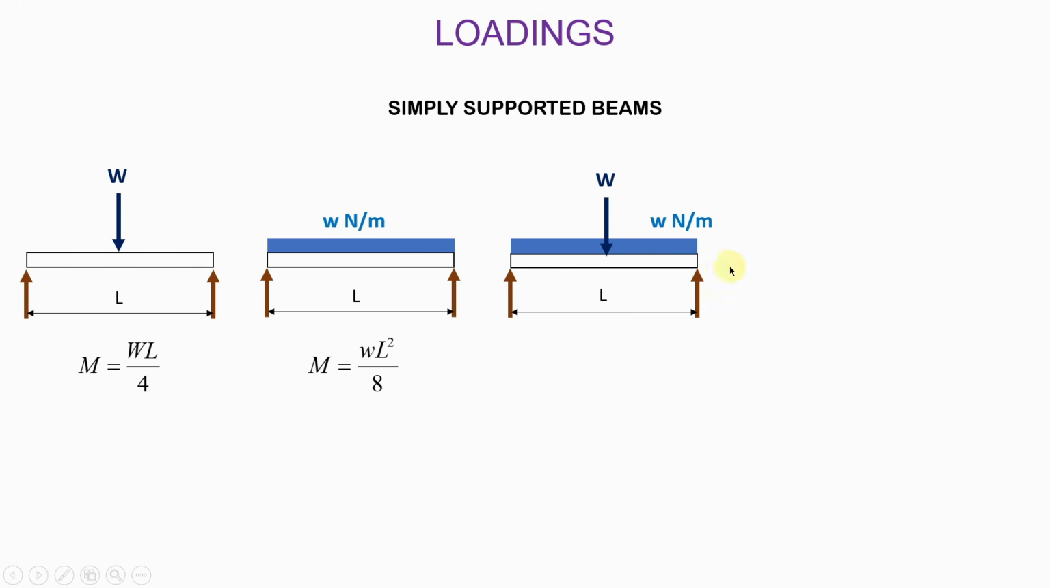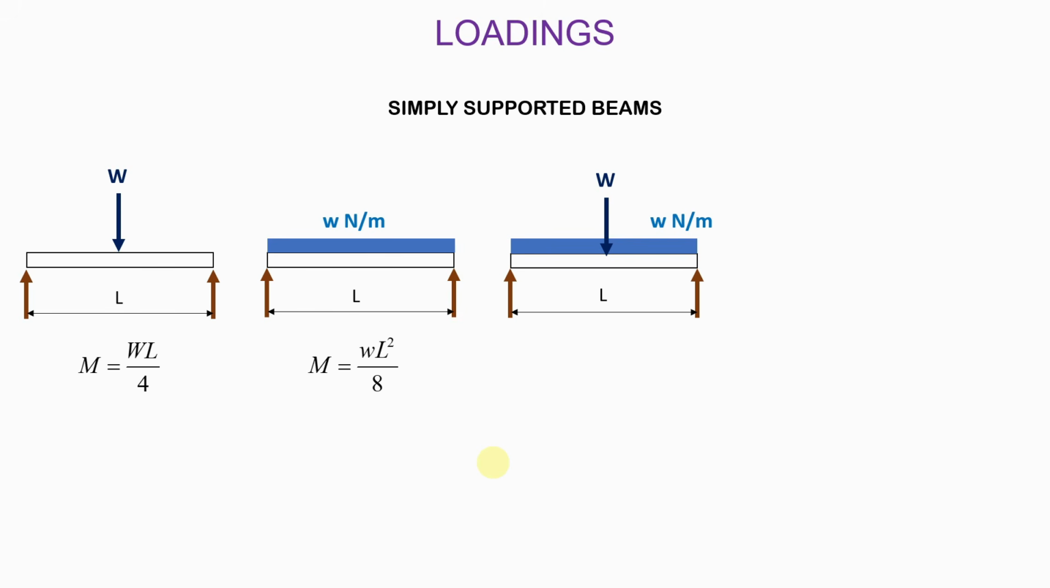Now, what if you have a situation like this? As you can see here, we have a point load acting in the middle of the beam, and that is coupled with a distributed load acting over the full length of the beam. If that is the case, you need to be wise enough to recognize that this here is a combination of that and of this. Therefore, the moment of resistance will be the sum of the moments of resistance of each scenario.